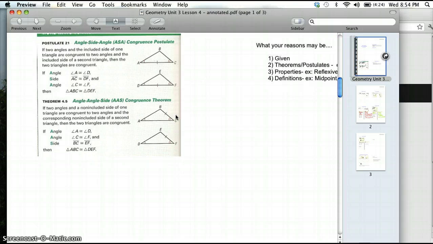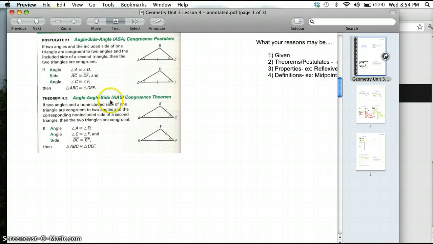And lastly, we've got the angle, angle, side congruence postulate. So again, we've got to follow what it says, angle, angle, side. So we have to read angle, angle, side. Here it says angle A is congruent to angle D, and angle C is congruent to angle F. And lastly, side BC is congruent to side EF, which means that triangle ABC is congruent to triangle DEF based off of the angle, angle, side congruence theorem.